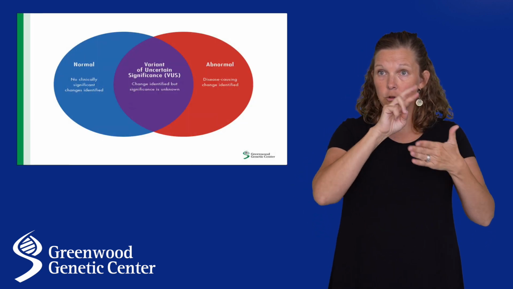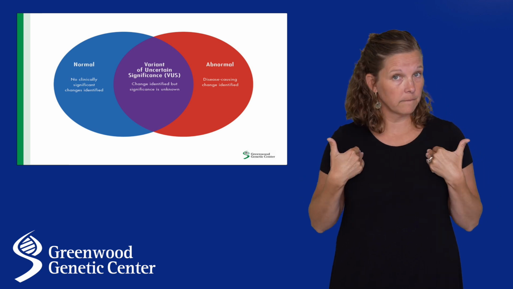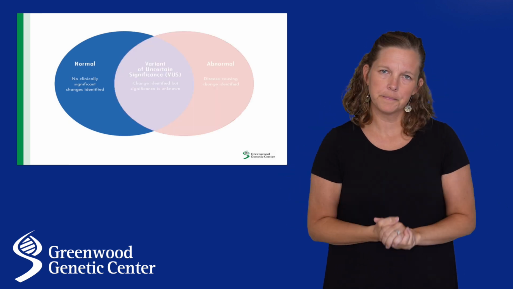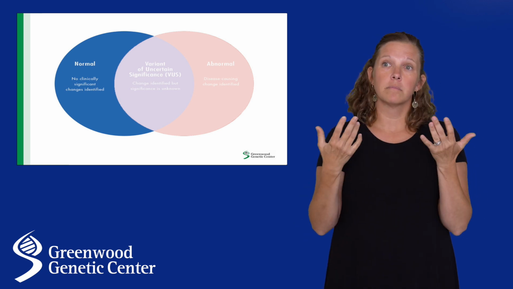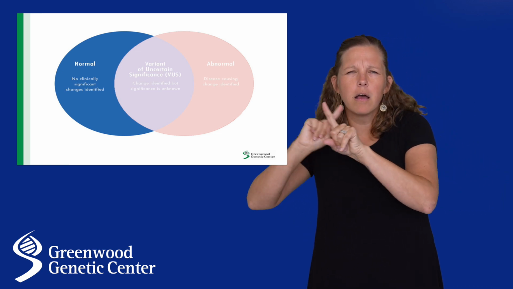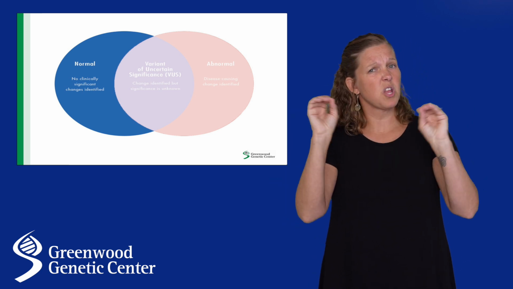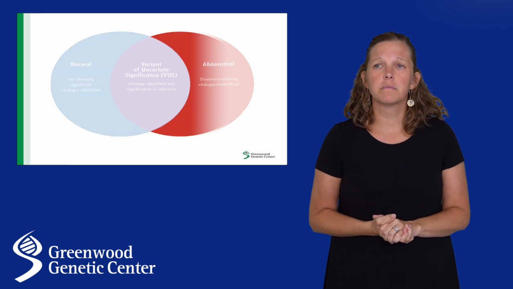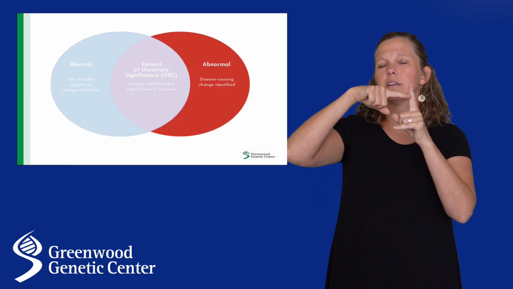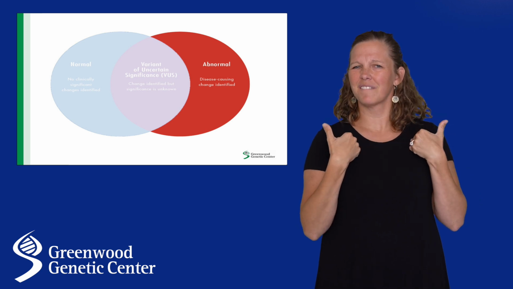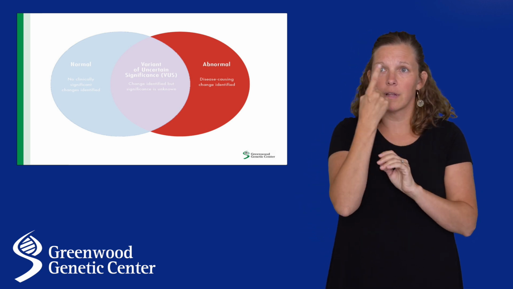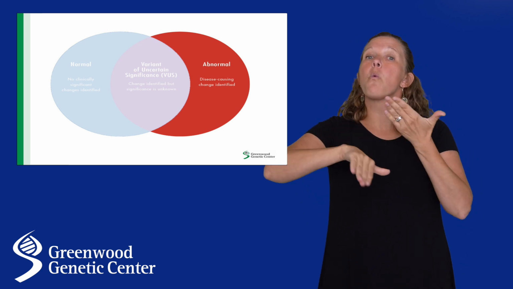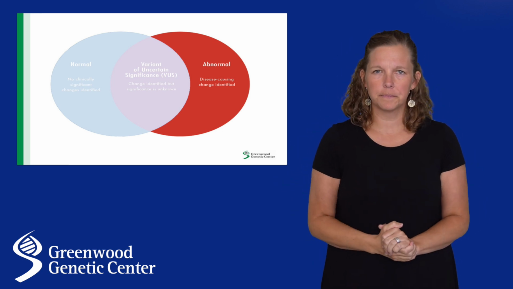There are 3 different results that we can get from this testing. The first is a negative or normal result. This means that we looked across all of those genes in the genome and didn't find any changes that we think are causing problems. We can also find a positive or abnormal result, which just means that we found a change in one of those genes that we think is causing part or all of a patient's symptoms.